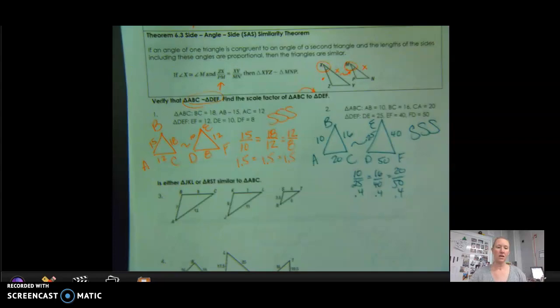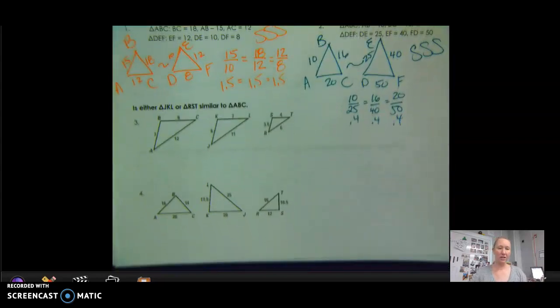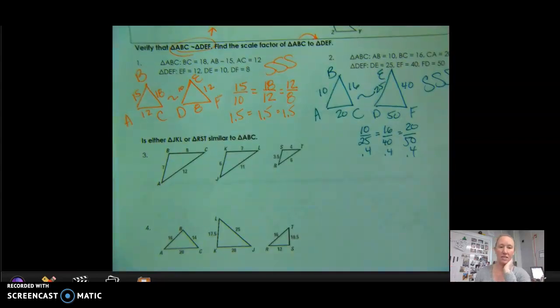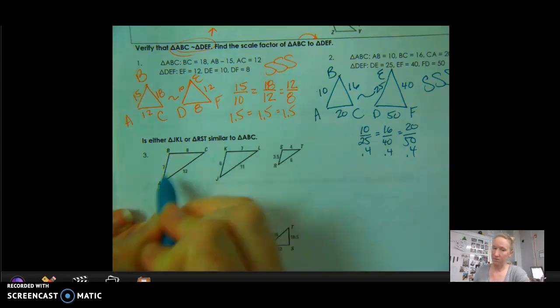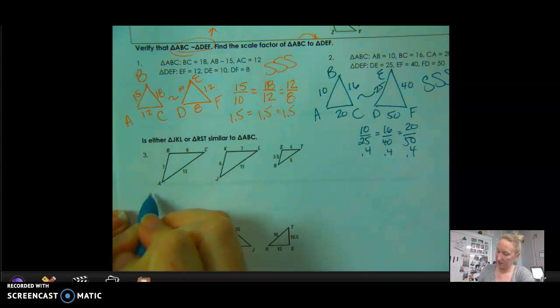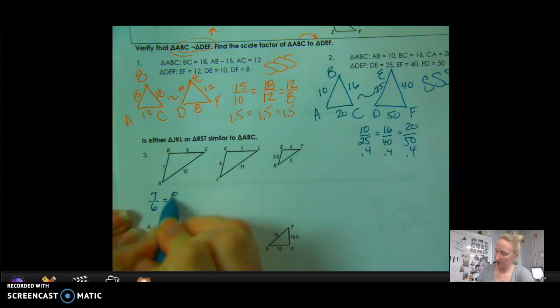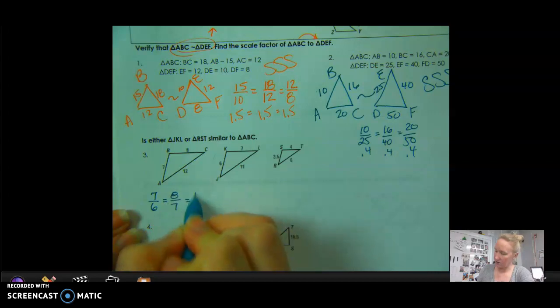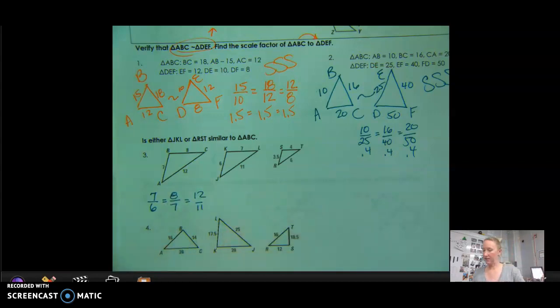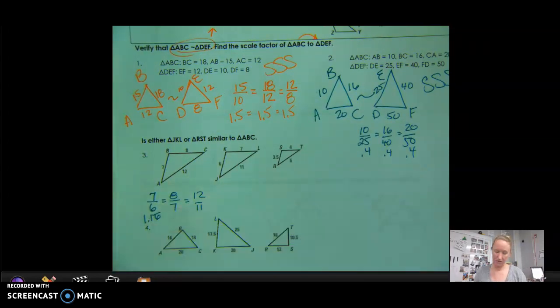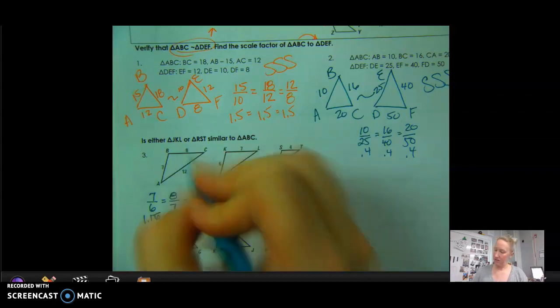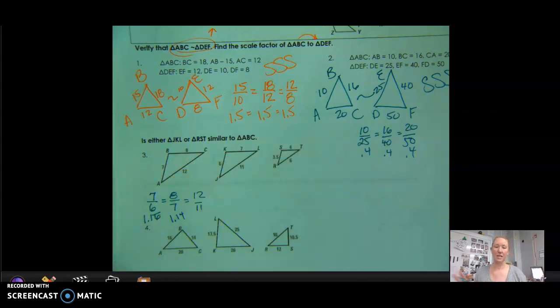Okay. Number 3 is either triangle JKL or RST similar to ABC. So if this one or this one is similar to that, then I'd have to be able to do the ratio. So it would be 7 over 6, which is equal to 8 over 7, which would have to be equal to 12 over 11. If I divide that out, 7 divided by 6 is 1.16, the 6 is repeating. 8 divided by 7 is 1.14. So I can stop there.